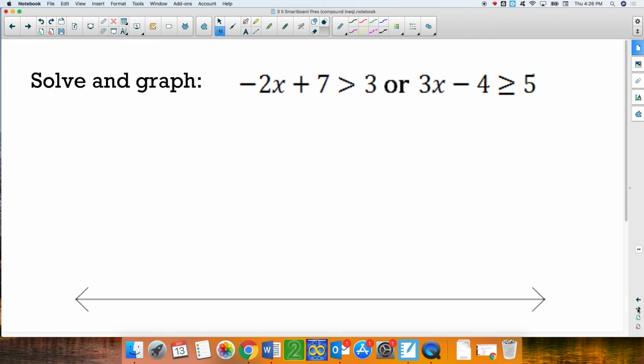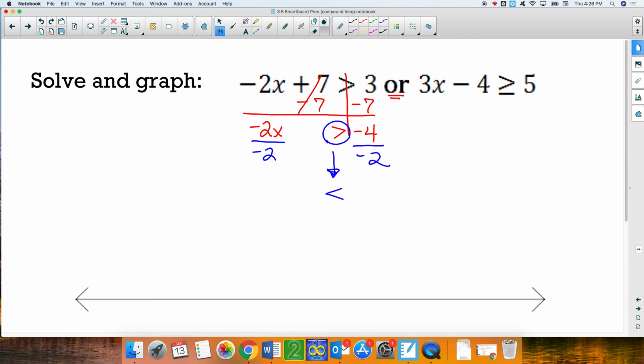Next one, again, this is an OR compound inequality because I see that word there, and so we are going to just solve them separately. So I'm going to start off and I'm going to subtract 7 on both sides. So I have negative 2x is greater than 3 minus 7 is negative 4. Then I'm going to divide by negative 2. I'm dividing by a negative on both sides, so that's going to make my inequality symbol flip, and I'm left with x is less than positive 2. I'm going to bring down my word or, and I'm going to do this one.